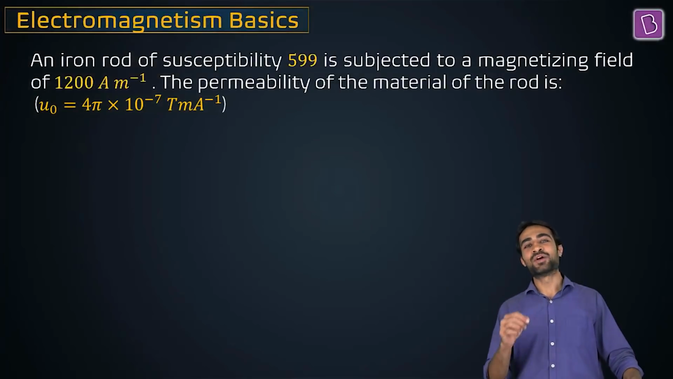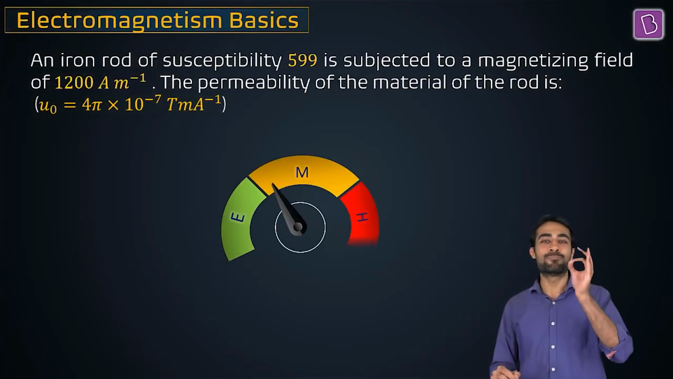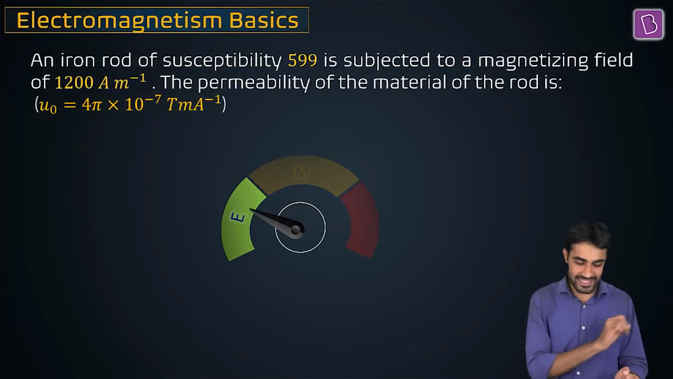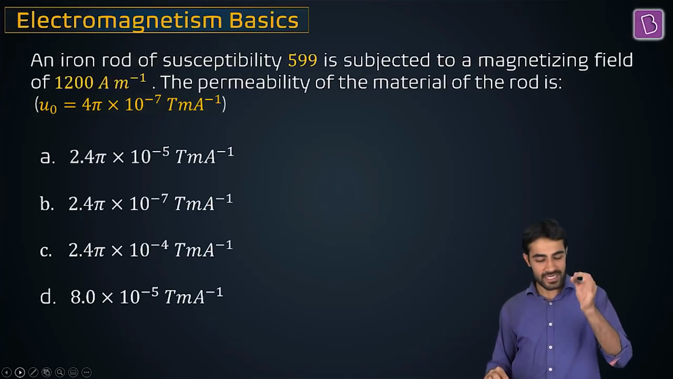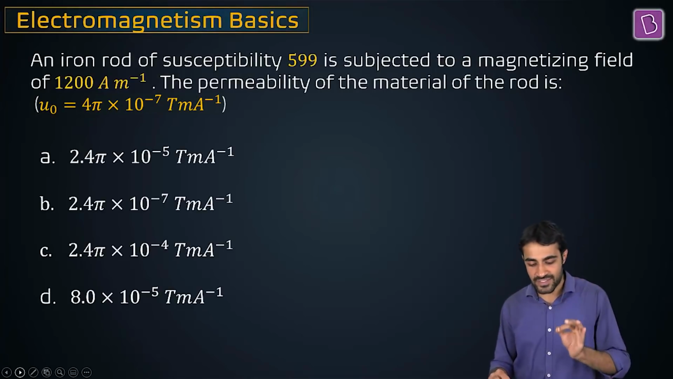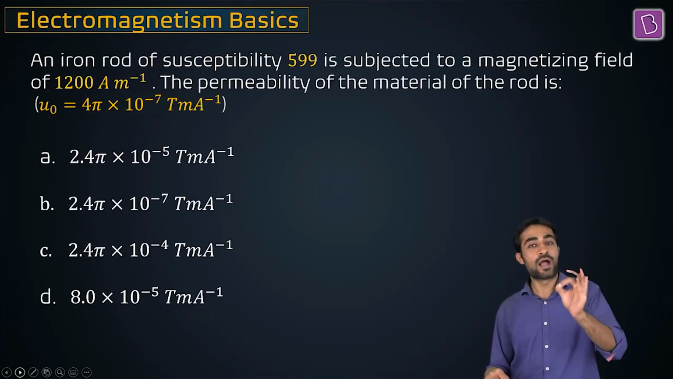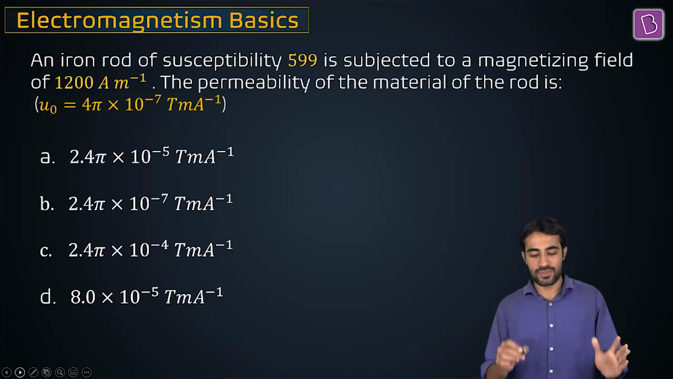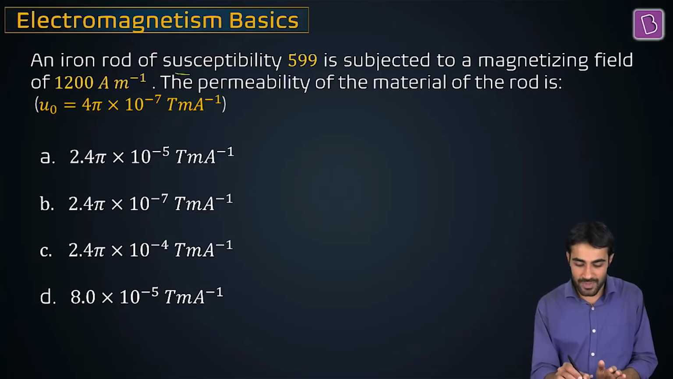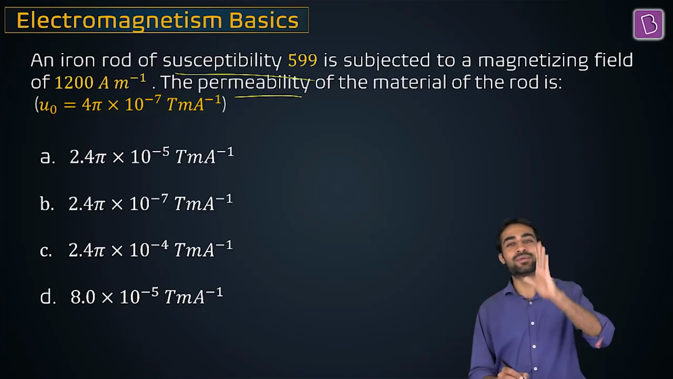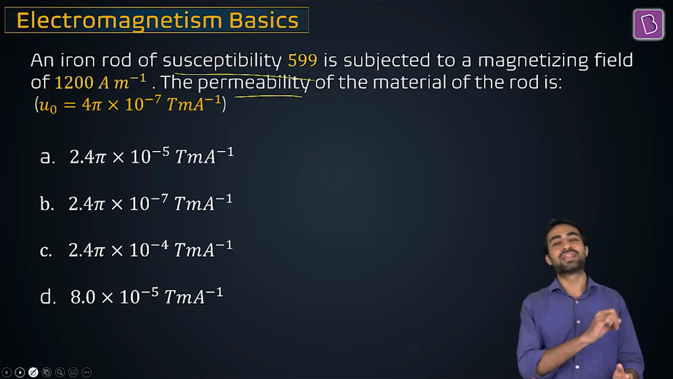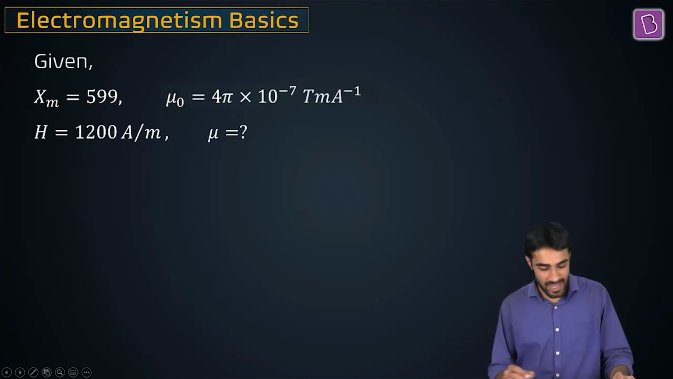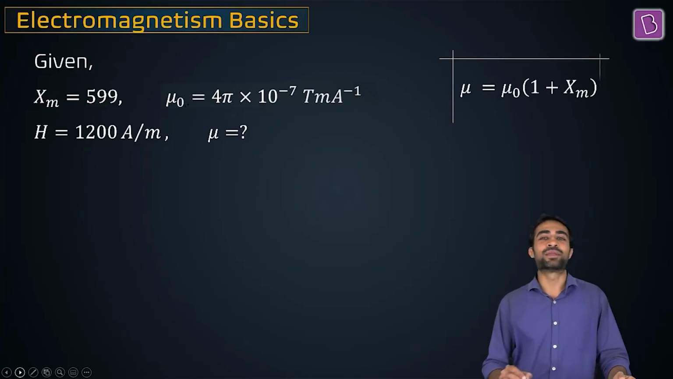Here we have a simple question based on magnetism. And this question is very easy. So the question says, an iron rod of susceptibility 599 is subjected to a magnetizing field 1200. The permeability of the material of the rod is... So susceptibility is given. We have to tell the permeability. Well, the question is very, very simple. These are the given information and we know the formula. How to calculate the permeability?